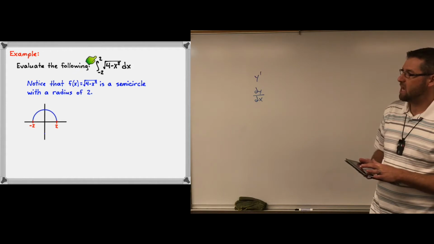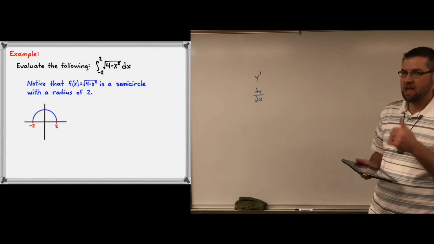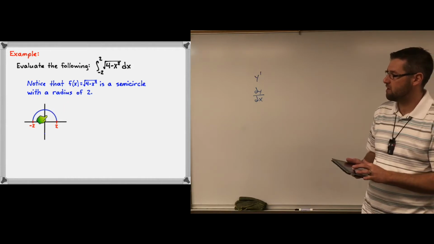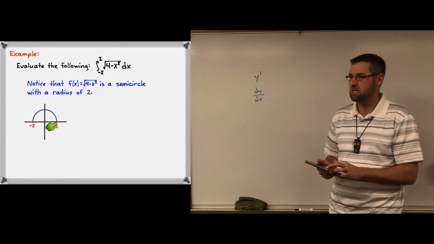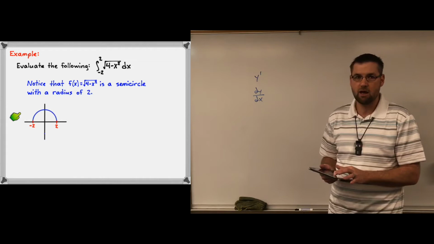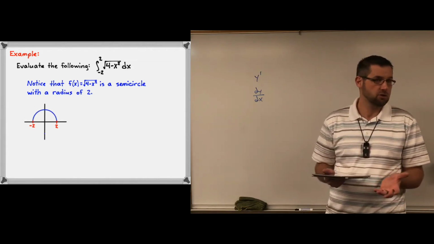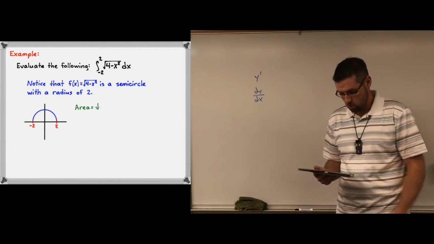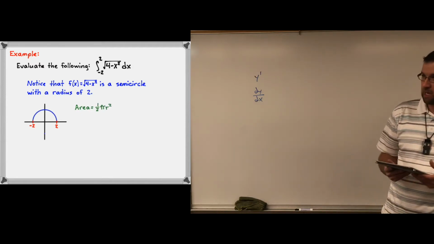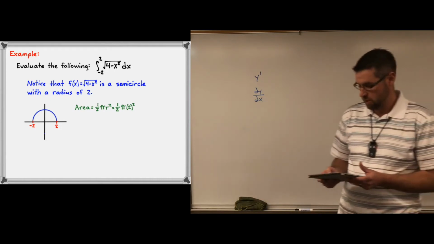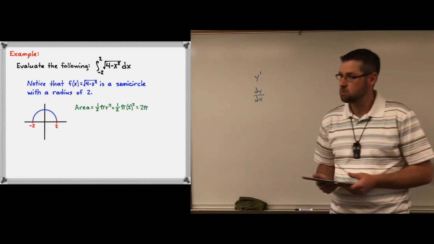So, again, what is this asking me to find? The area under the curve from -2 to 2. That should be easy. How do you find the area of that shape? It's a semicircle, so the area is 1/2 pi r squared. And the radius in this case is 2. So our answer is 2 pi. And we're done.